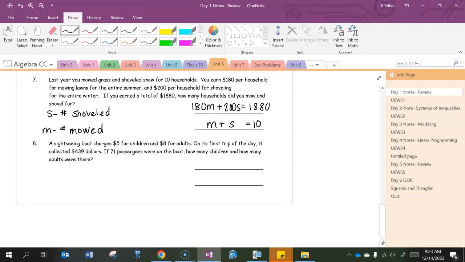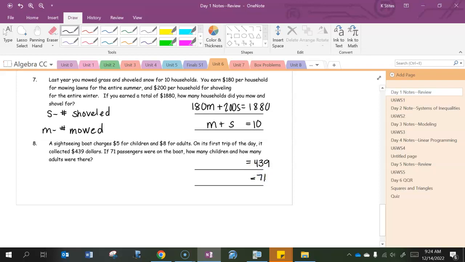All right, let's try one more like that. A sightseeing boat charges $5 for children and $8 for adults. On its first trip of the day, it collected $439. If 71 passengers were on the boat, how many children and how many adults were there? So again, we want to look for our totals. One of them is $439. That's our total amount of money. The other is going to be 71. That's my total number of passengers.